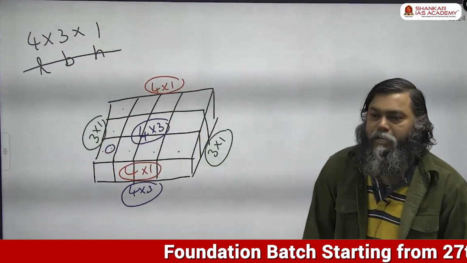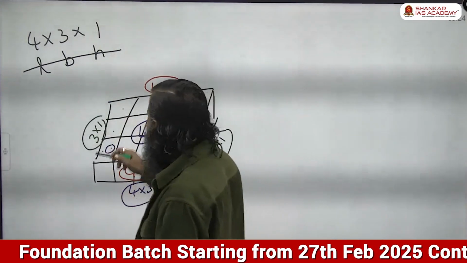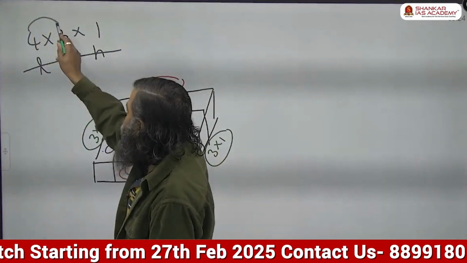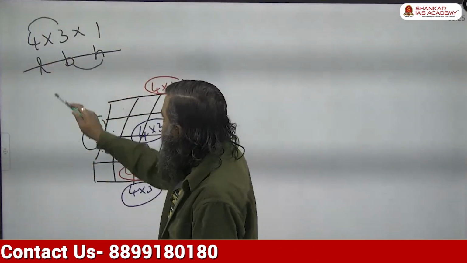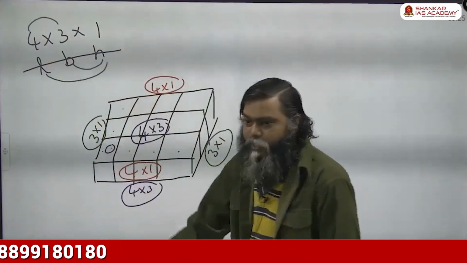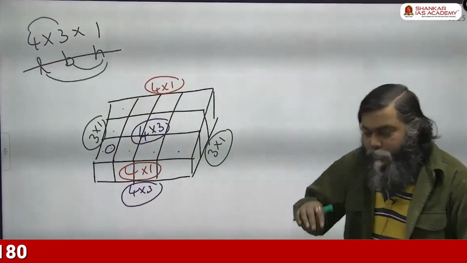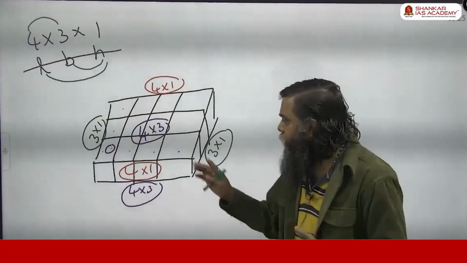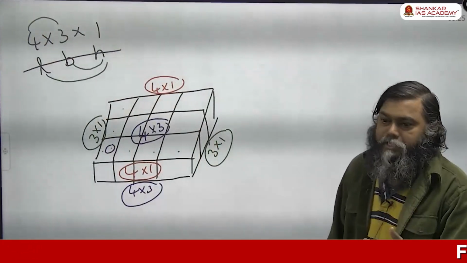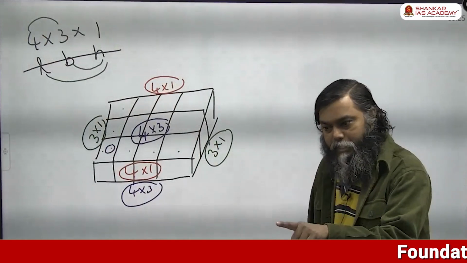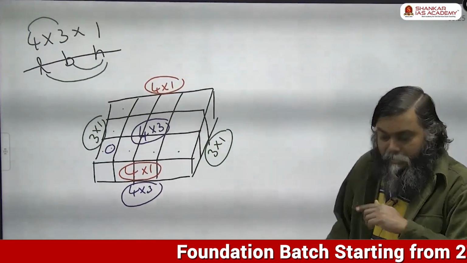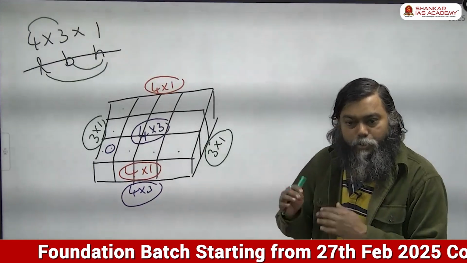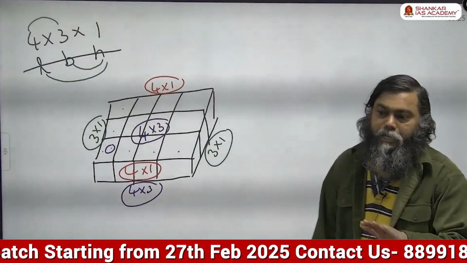Now listen carefully. No need of thinking like that. One of the opposite pairs is 4 by 3. One of the opposite pairs is 3 by 1. One of the opposite pairs is 4 by 1. Understood? But which opposite pair is 4 by 3, that you have to see in the diagram. Sometimes the question will say 4 by 3 is painted with red, 3 by 1 is painted with black. Like that they will say. At that time you have to know how to derive the dimension. Understood?